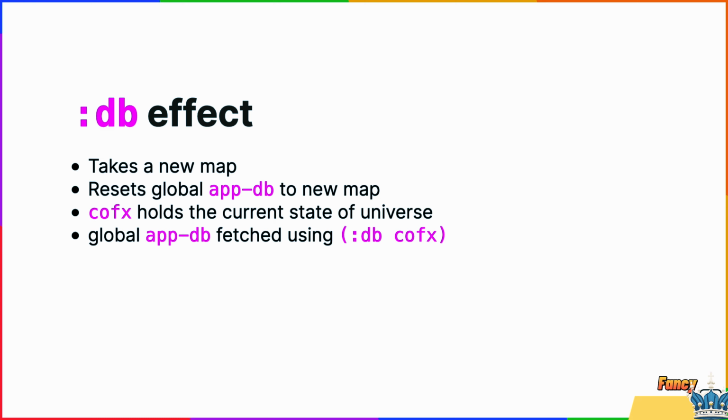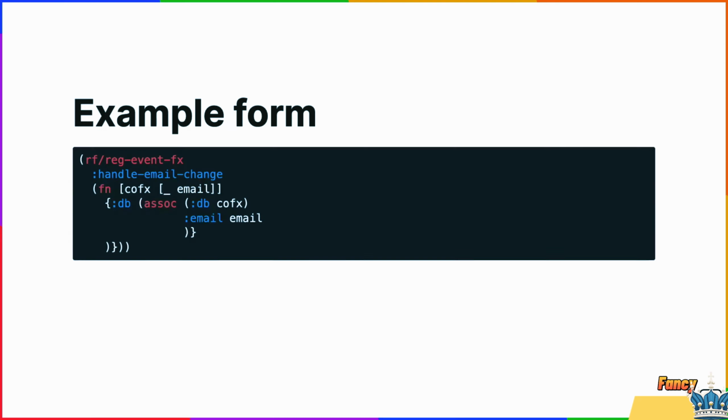Co-effects is a map of all effects and holds the current value of app.db under the key DB. To compute the new DB, we can do this. Here we associate a new value to email in the current app.db from the co-effects map and then return an effect handler with key DB and the new value of the database.